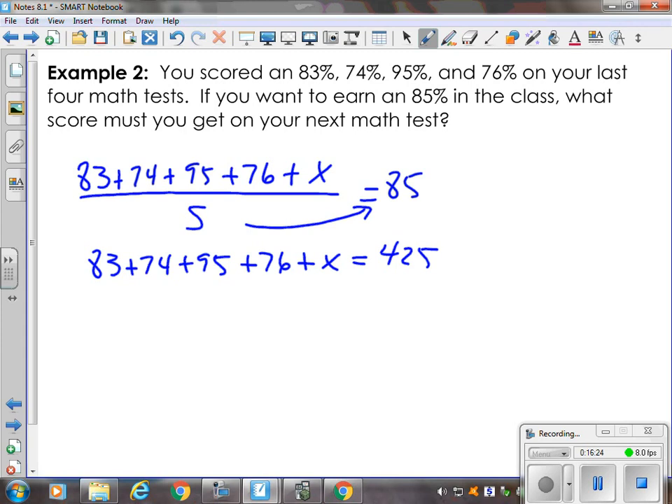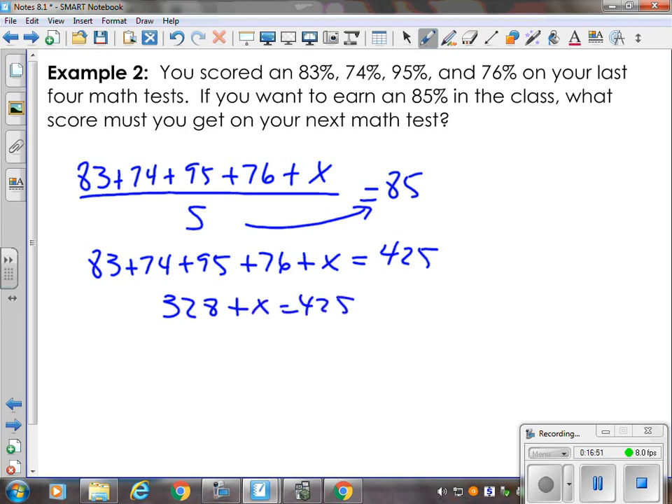So we already know 4 of them. Can we just add them together and subtract? Yeah. Okay. So what will the total of my test grades so far be? Is what we need to know first. And I could have done that before I moved the 5, y'all. I just thought it was easier to move the 5 first. Everybody agree? Anybody else getting 328? Okay, 328 plus x equals 425.